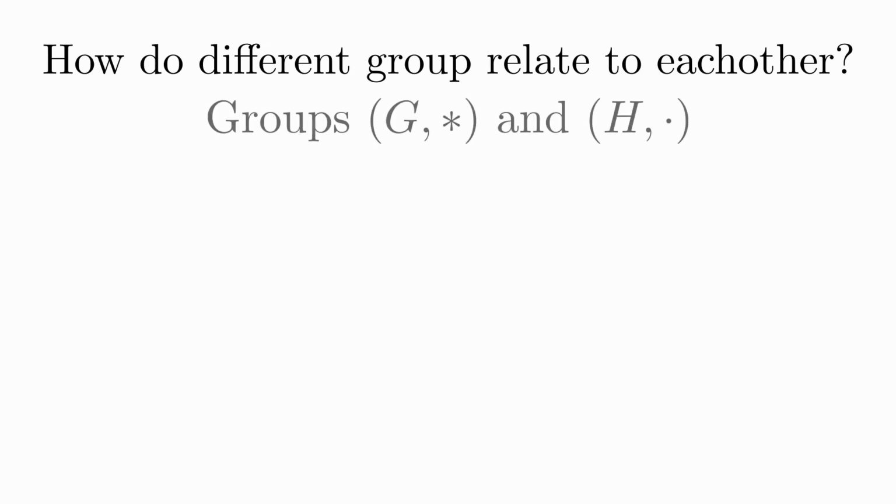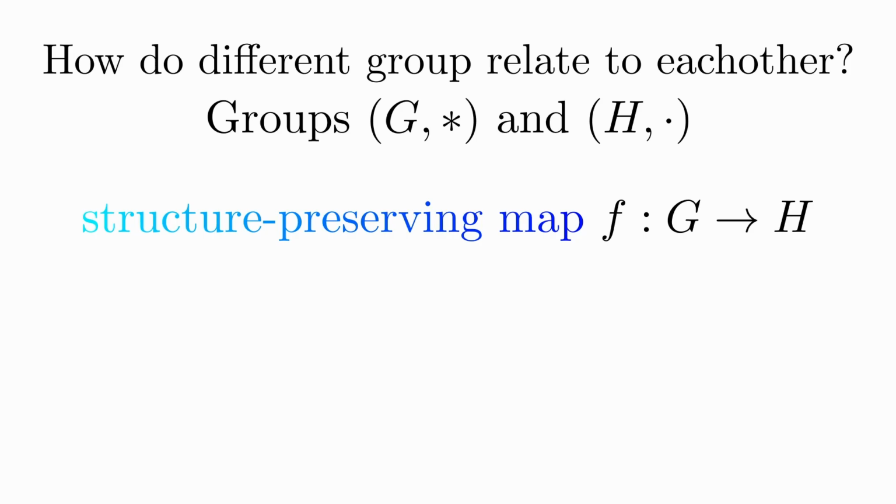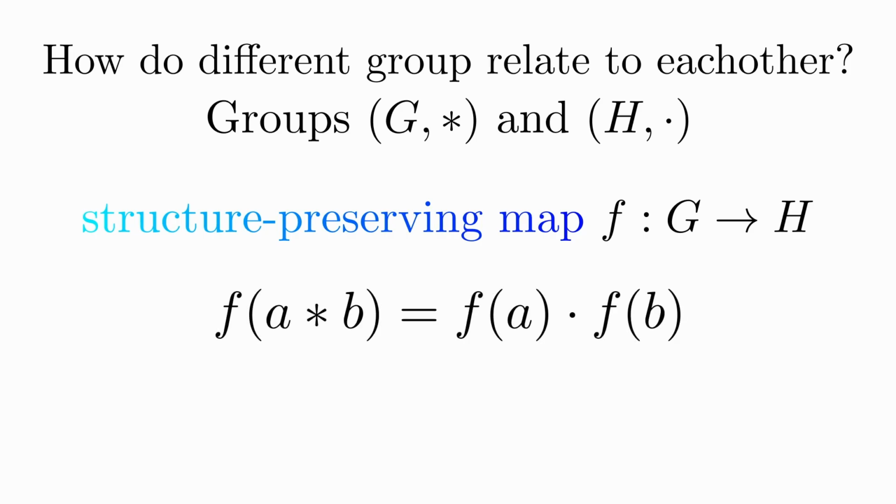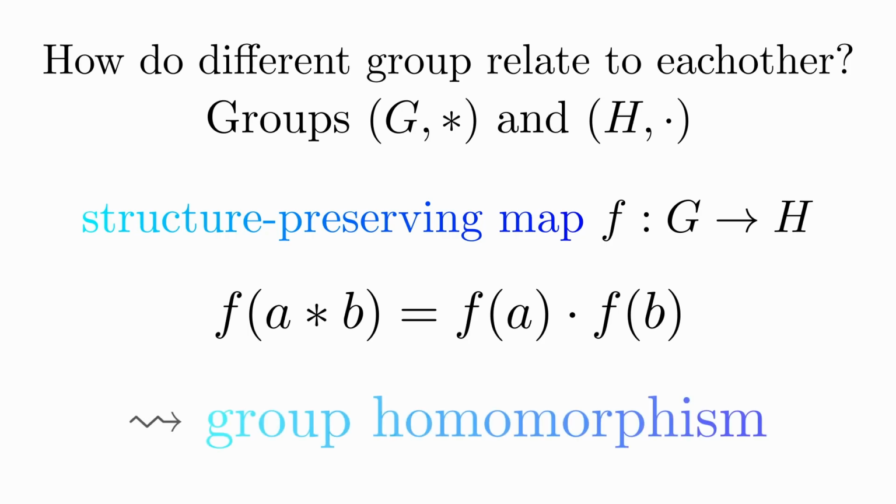To understand groups better, we need to know how different groups relate to each other. So suppose we have 2 groups G and H. We can look at maps from G to H, which preserve the group structure, meaning the map F translates the operation of G into the operation of H. Such a map is called a group homomorphism.